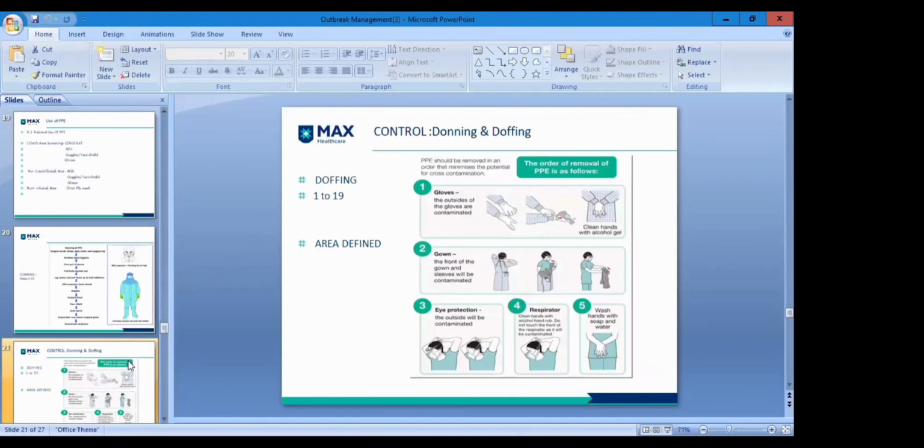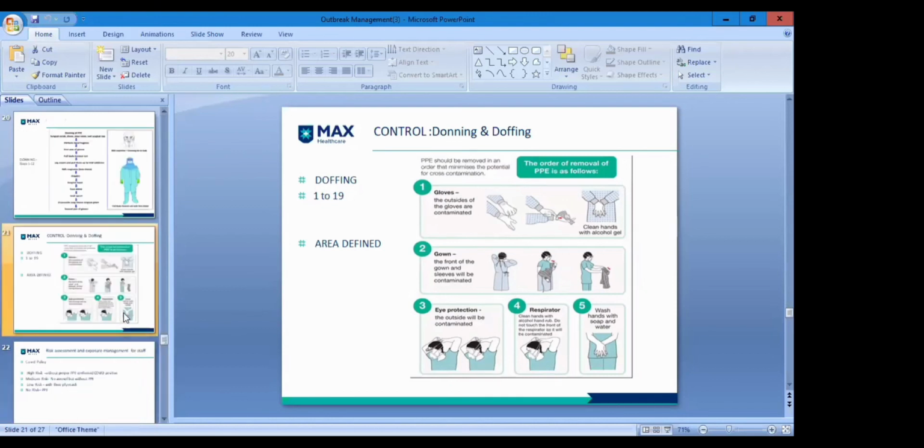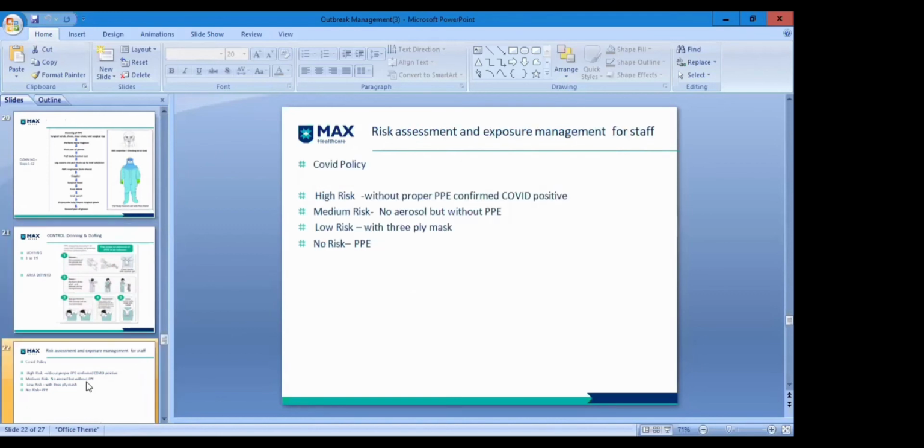Again, for the doffing technique, steps 1 to 19 were defined, starting with gloves, 1, 2, 3, 4, 5, 6, 7, 8, 9, 10, 11. So in doffing, we had defined the order of removal: gloves, gowns, then eye protection, then respirator, and then wash hands. This is just a repetition of what we have already seen.